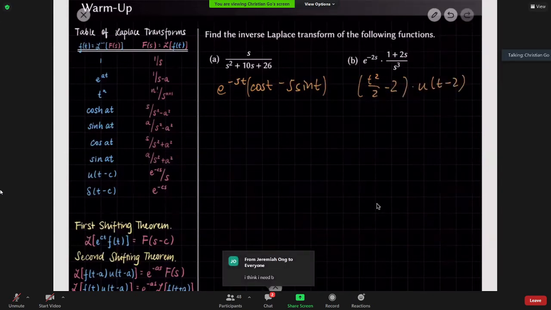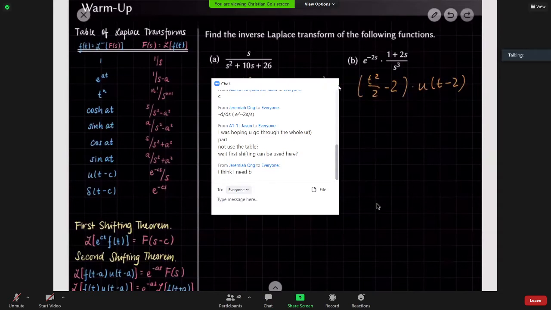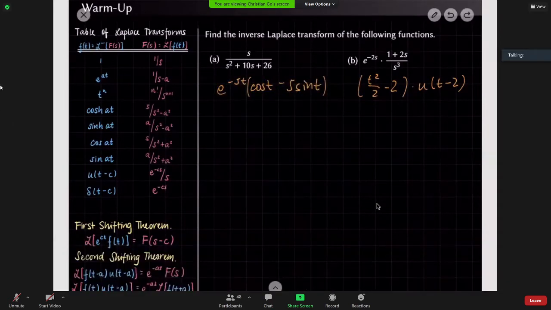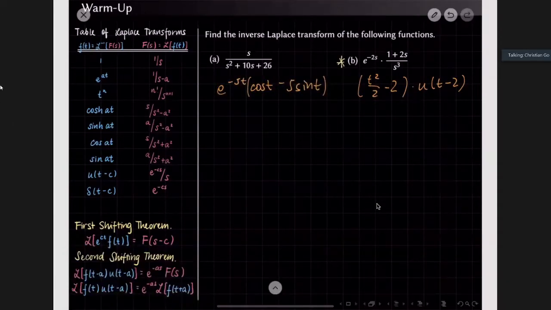You need B? Okay, so let's do B. All right, so let's find the inverse Laplace transform of e to the minus 2s, times 1 plus 2s, divided by s cubed. Anyone want to help me get started, and I can help you finish it? So we're going to work on B.